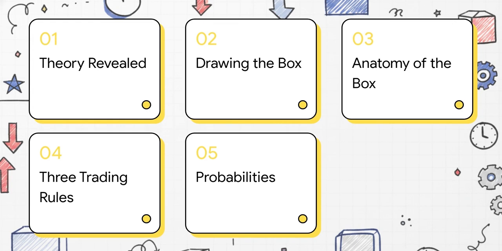Here is our playbook for today. First, we'll reveal the box theory itself. Second, how to literally draw the box. Third, the anatomy of the box. Fourth, 3 strict rules of trading. And finally, why it all comes down to probabilities over perfection.